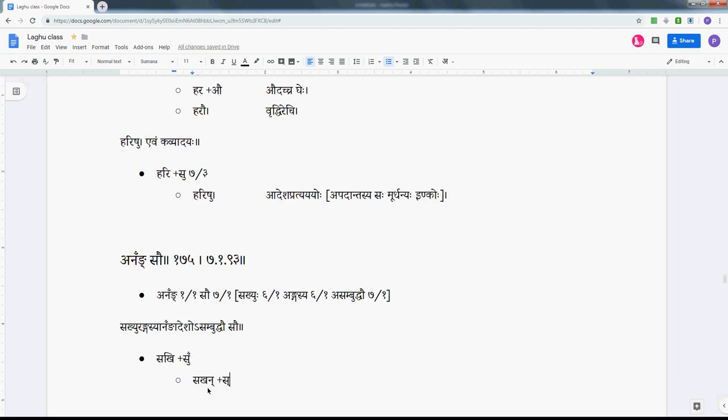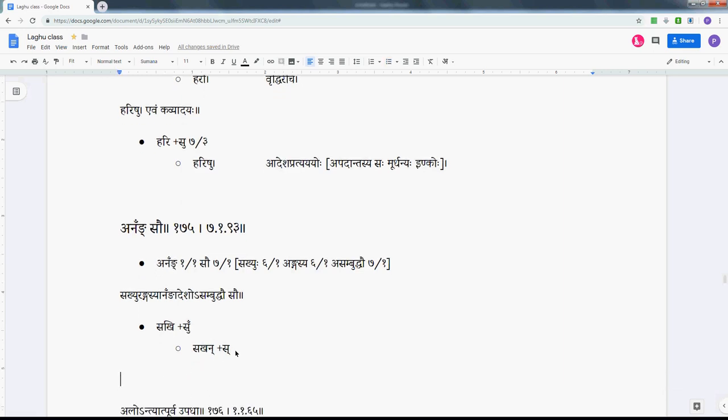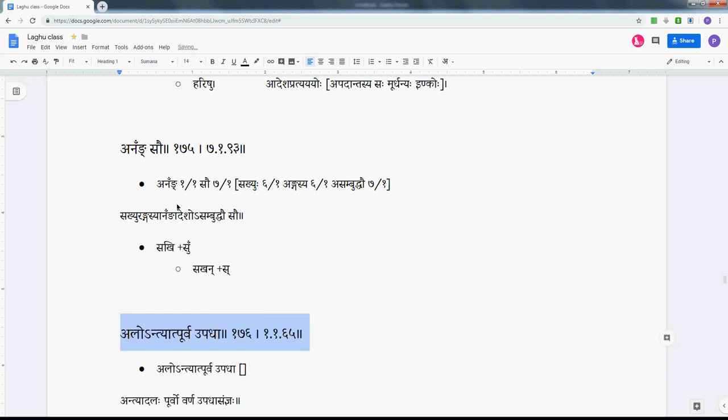Now, what happens here? Nakara is there. Now he says, I still need more sutras. I can't make Sakhan plus Sa and make sense out of it. So he needs another few sutras before he declines the Prathama Ekvachana. So many sutras only for Prathama Ekvachana for the Sakhi Shabda. He needs Alontyat Purva Upadha. This is a definition, Sanya Sutra. I have explained what is Upadha, the penultimate letter, the second last letter. That's all Upadha is.